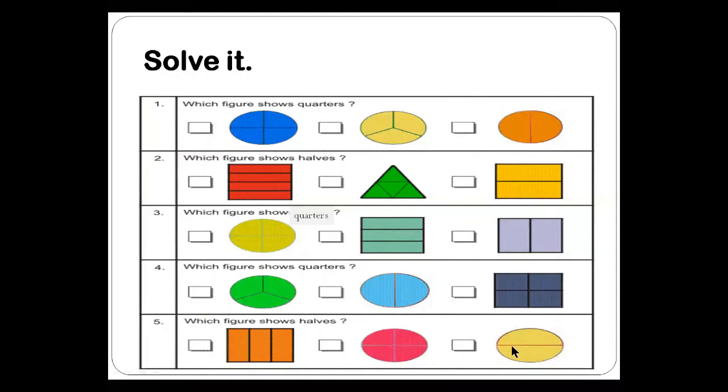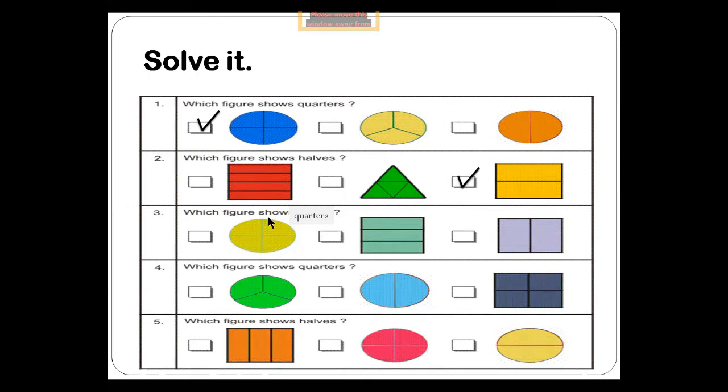Okay. The last one is related to fractions. Now we have to read the statement and put the tick. Which figure shows quarter? Quarter means the fourth equal part. So which shape is in the form of quarter? First one, we put the tick on it. Second one, we put the tick on half. Half means two equal parts. The last shape is divided into two equal parts.